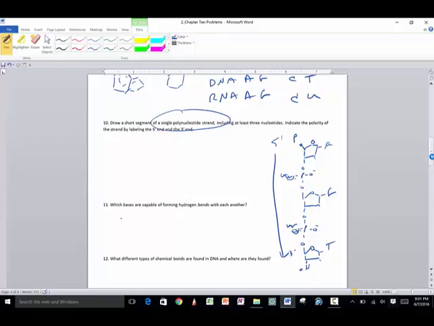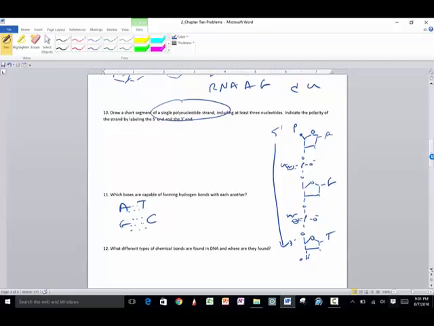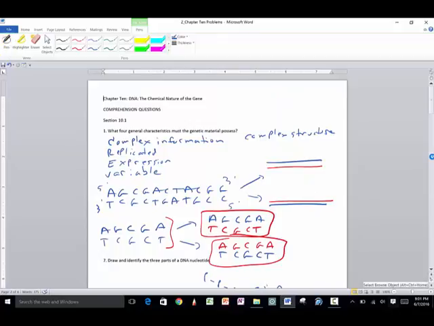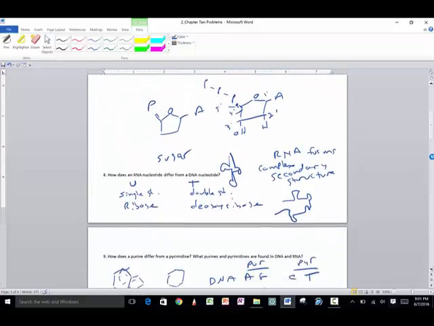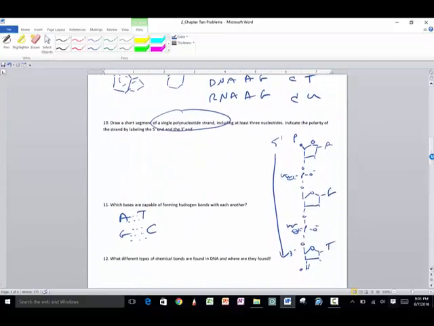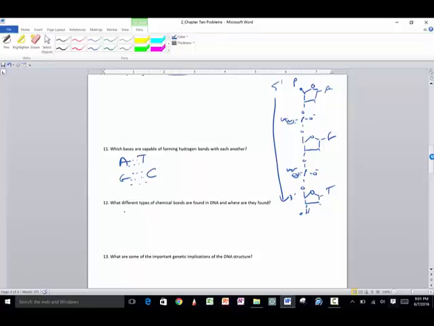What bases are capable of forming hydrogen bonds? A and T can form 2. G and C can form 3. And this other one kind of makes you think about the different kinds of bonds. So let's say we've got a DNA molecule. Oh, I'm going to get an A in there. That's not good. TCG, maybe 5 prime, 3 prime.